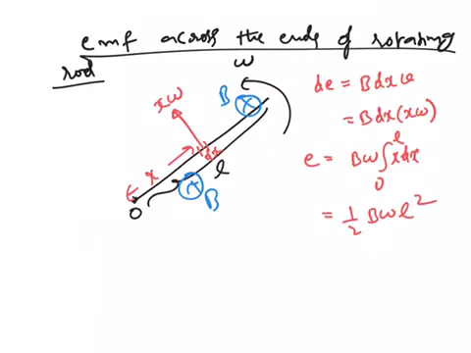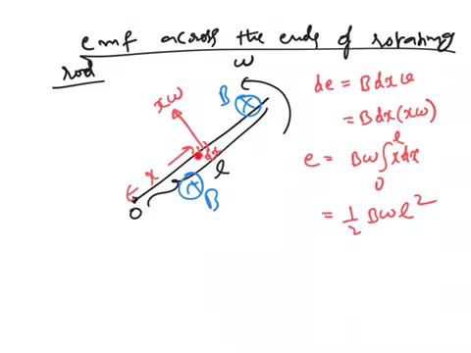Now let us find the EMF across the ends of a rotating rod. Let us consider a rod fixed at the end O on a smooth surface, rotating with a uniform angular velocity in a magnetic field B existing perpendicular to its length. Here you cannot apply E is equal to BLV directly because the velocity of each element is changing from point to point. Let us consider distance x, a small element dx, its velocity is x omega.